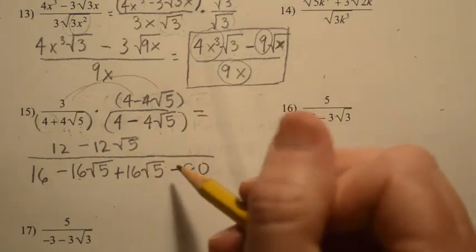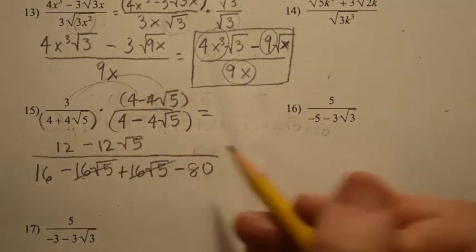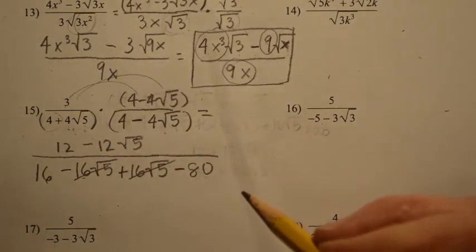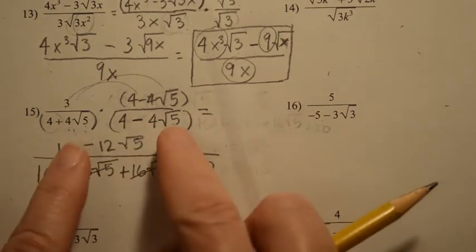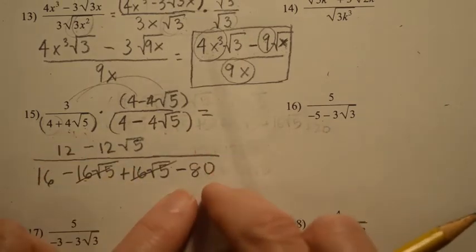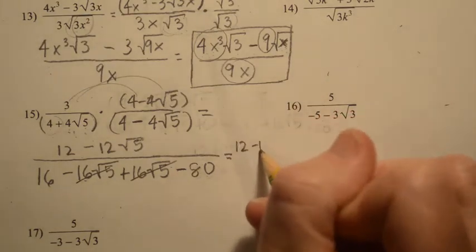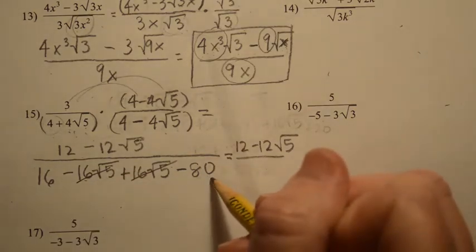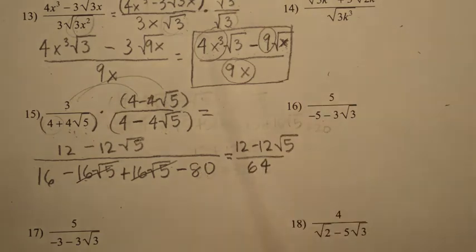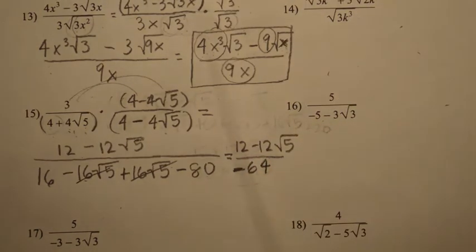Here's the nice thing: when I choose opposite signs here, these two middle terms are always going to cancel out. So we're just going to be left with the product of the first two, the 4 times 4, and the product of the last two, which was 16 times 5, or 80. So let's clean this up. We've got 12 minus 12 root 5, and then we've got 16 minus 80, which is negative 64. Then we have gotten rid of that radical in the denominator.